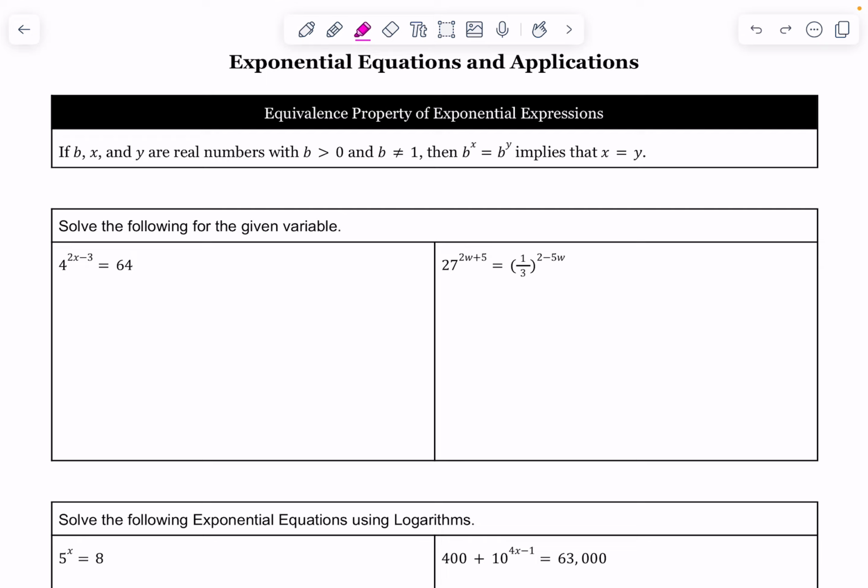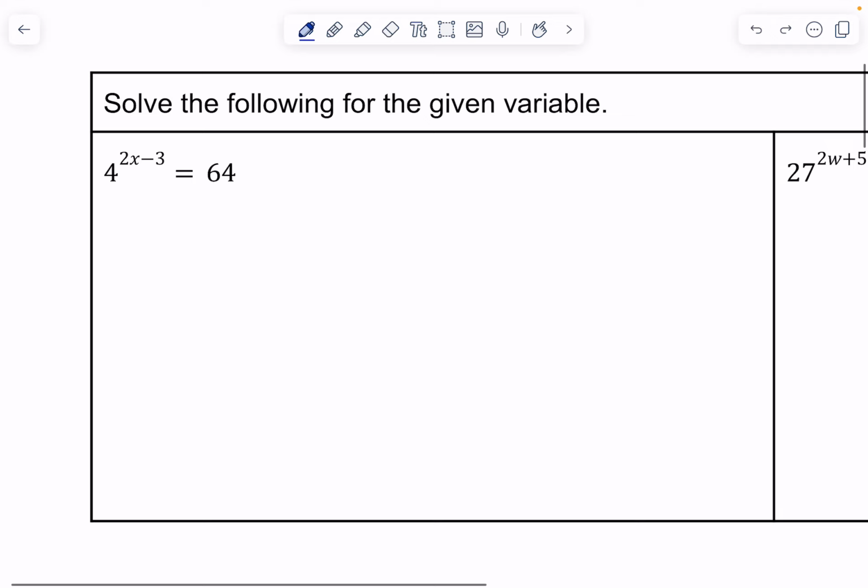All right, so we're going to try to get that on these first two. The first two says solve the following for the given variable. We have 4 to the 2x minus 3 is equal to 64. Now on the left we have a base 4, and on the right we have a 64, but I know that 4 cubed is equal to 64. So I can rewrite this as, I'm going to write it a little bit bigger so I have space, 4 to the 2x minus 3 is equal to 4 cubed. And I know that because 4 times 4 times 4 is 64.